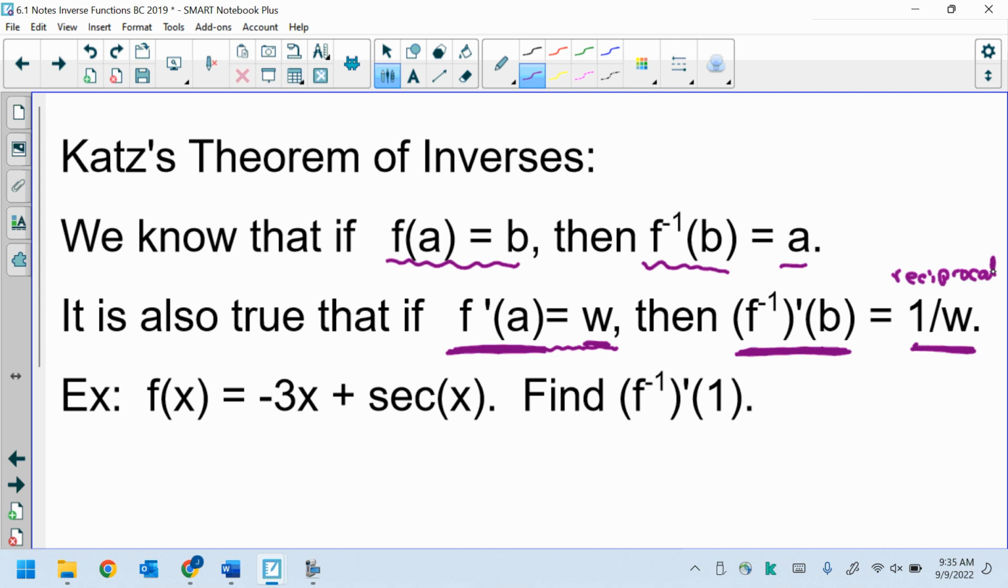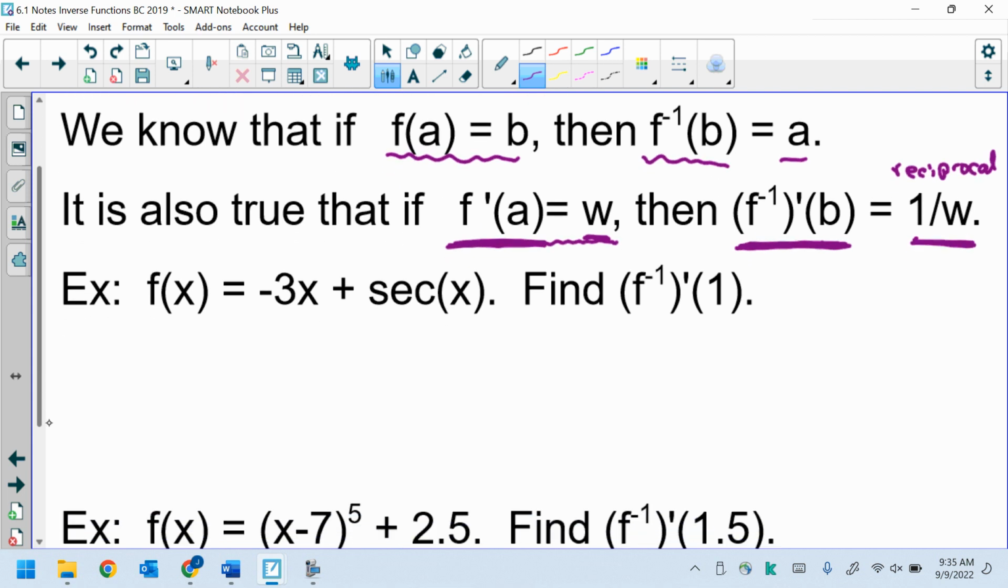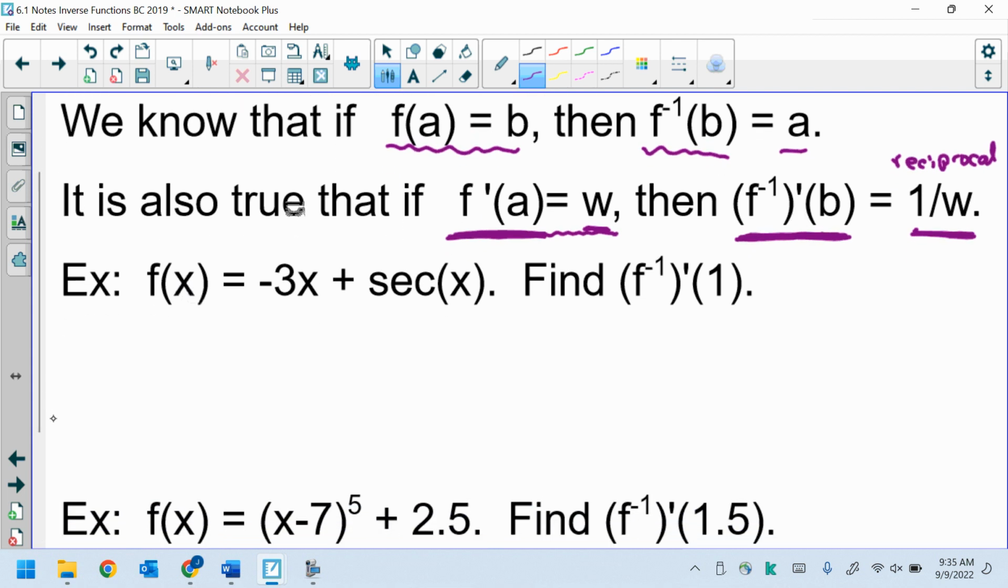So we got this function. We can't find the inverse. We're asked to find f inverse prime of 1. Okay, now I call this the horseshoe method. And the horseshoe method says this. The way I would start this is, here's my question. Find f inverse prime of 1.